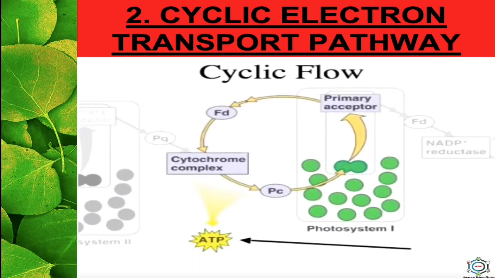So the electron transport is called cyclic because the electron emitted from the photosystem first returns back to photosystem first, passing through several intermediate carriers. So this is about the cyclic electron transport pathway.